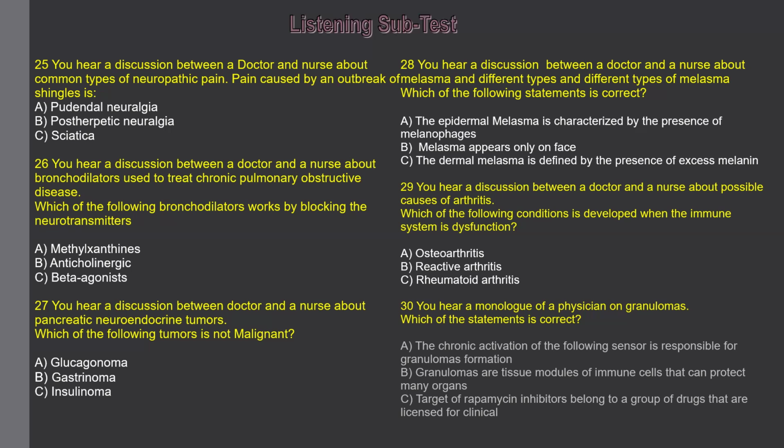Sciatica is caused by compression or irritation of the sciatic nerve and often results in shooting pain that radiates down the back of the leg. Trigeminal neuralgia is characterized by shooting neck and facial pain.